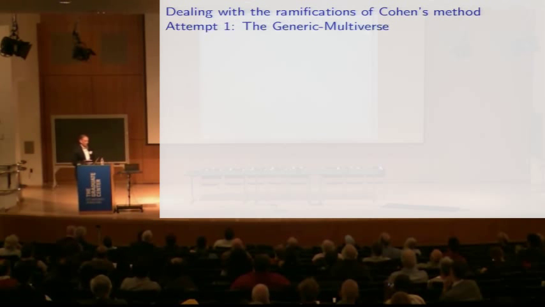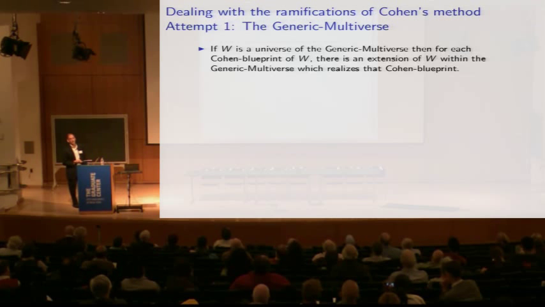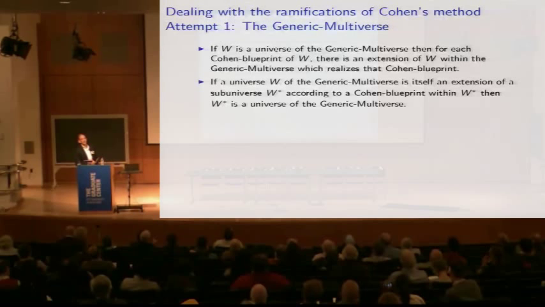So the first attempt would be to introduce a multiverse. All right, so this is the generic multiverse. It's just a conception. If W is a universe of the generic multiverse, then these are the closure properties that define the generic multiverse. For each Cohen blueprint from within W, there's an extension of W in the generic multiverse that realizes that blueprint. So we're trying to form a smallest collection of universes starting from an initial universe. We have to be able to realize Cohen blueprints. But as we do that, we may encounter universes that themselves are extensions of a sub-universe by a blueprint within that universe. Then we have to put that into the generic multiverse as well. So that's an informal conception.